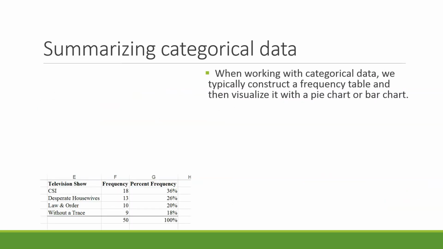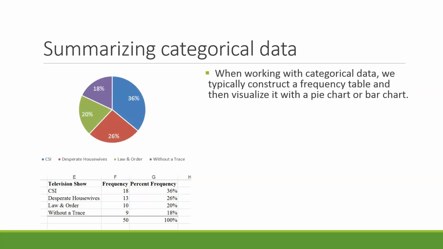Okay, so once we've created our frequency table, which is shown down here in the lower left, we typically will want to visualize it with either a pie chart or a bar chart. A pie chart looks like this, and the idea is just that the slices of the pie are different sizes corresponding to the proportion of the data that fall into the corresponding category. So that big blue slice represents 36% of the area of this circle, and that visualizes for us and helps us understand what it means that 36% of the respondents liked CSI the best.